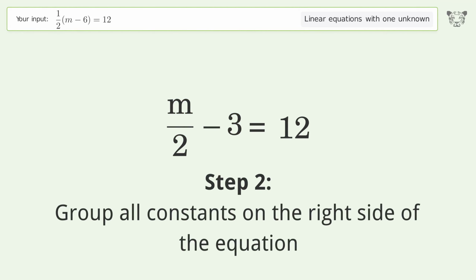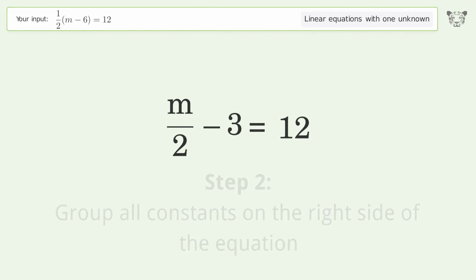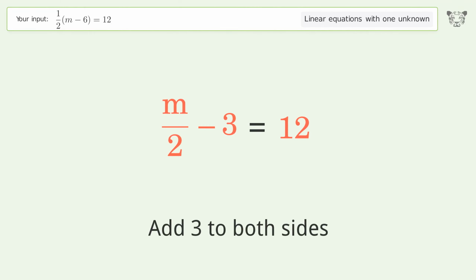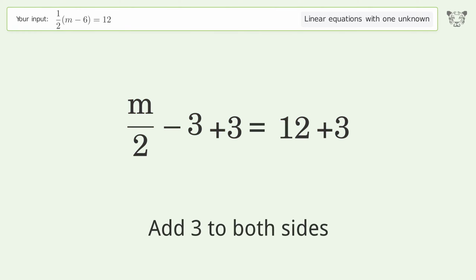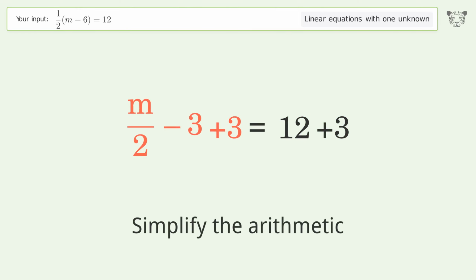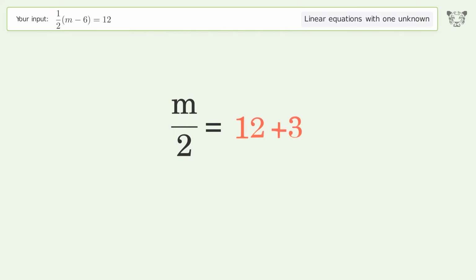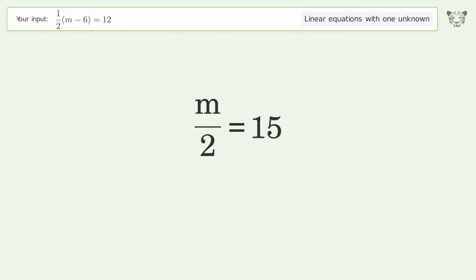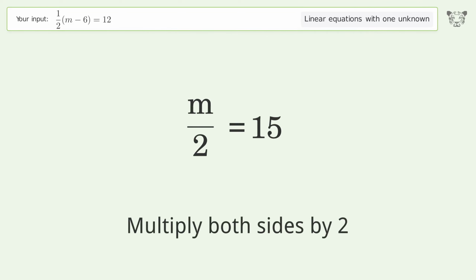Group all constants on the right side of the equation. Add 3 to both sides. Simplify the arithmetic. Isolate the m. Multiply both sides by 2.